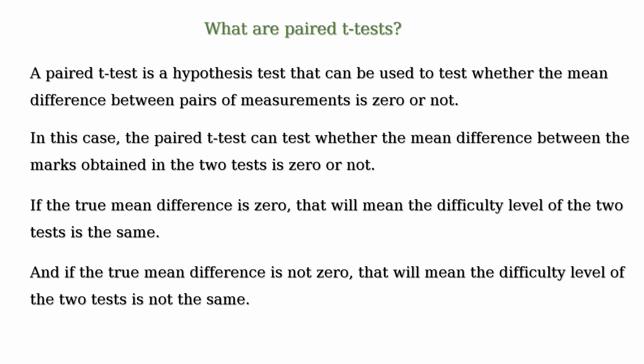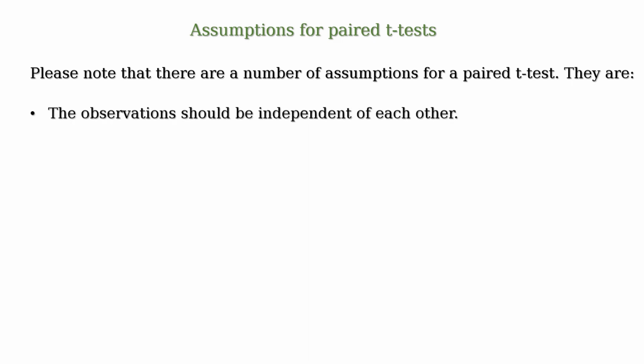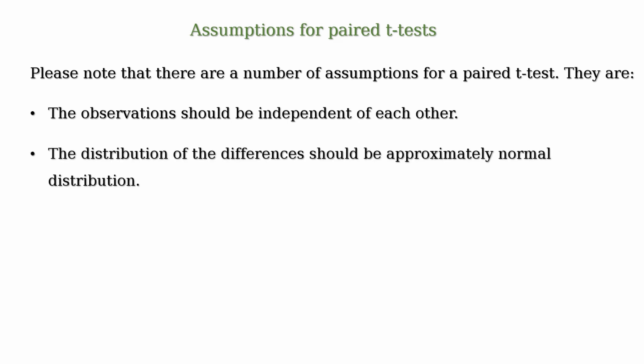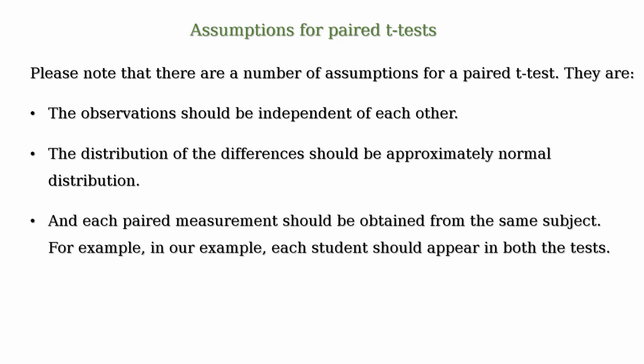Please note that there are a number of assumptions for a paired t-test. They are: the observations should be independent of each other. The distribution of the differences should be approximately normal distribution, and each paired measurement should be obtained from the same subject. For example, in our example, each student should appear in both the tests.